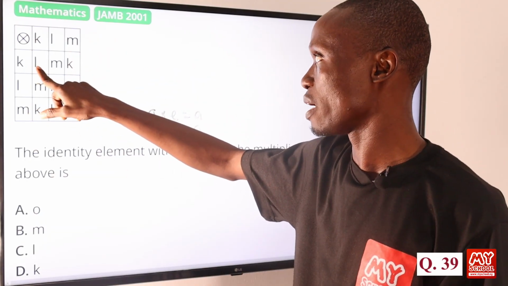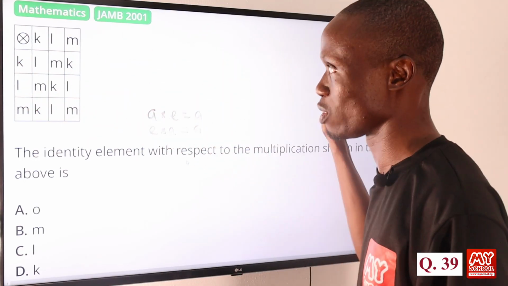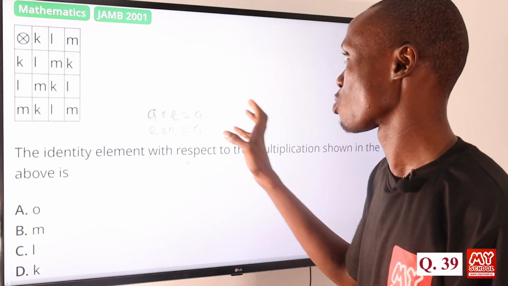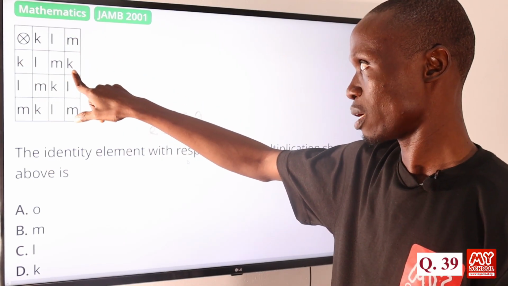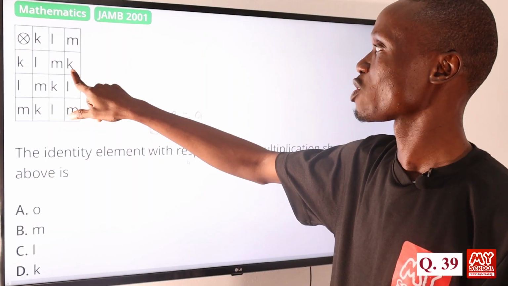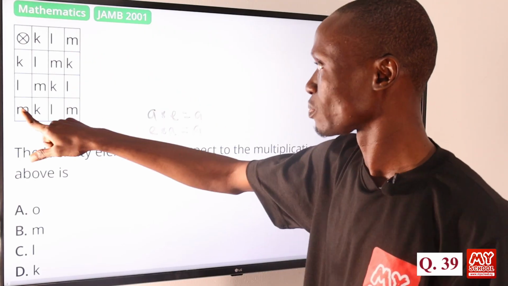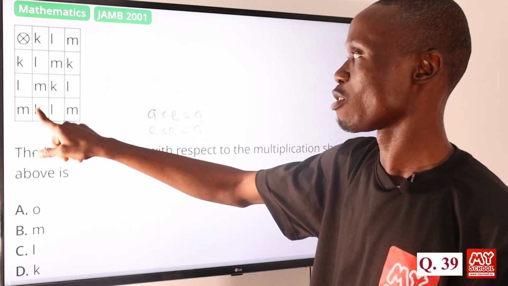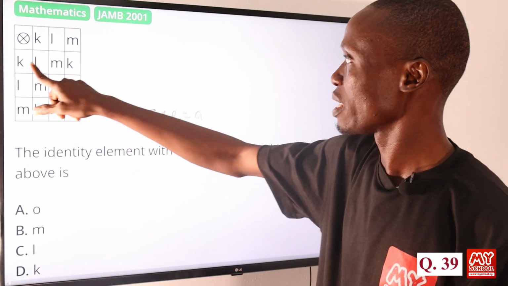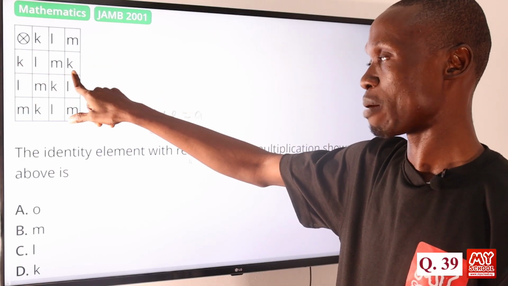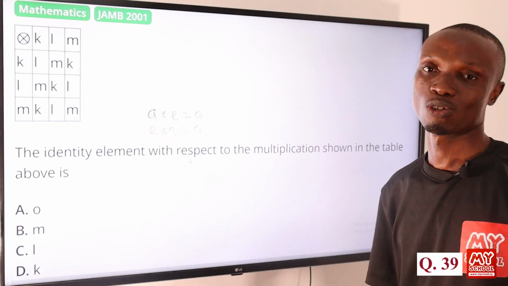So let's start with K and L. K times L will give us M. So that will give us K in the first place, or L in the first place. So let's leave that out. So let's try K and M. K times M is equal to K. Now let's try M times K. Let's see what it will give us. M times K gives us K. Now look at this: K times M gives us K. So what that means is that M is the identity element. So that makes option B the correct answer to this question.